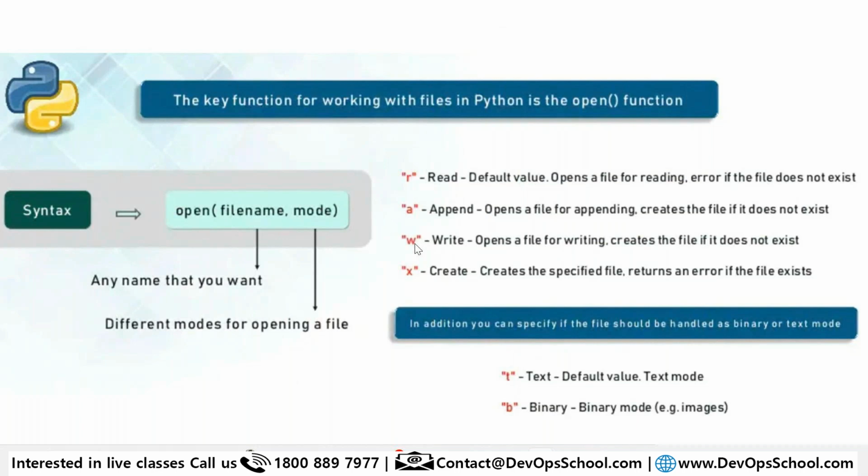So here you see open, the name of the file, including the relative path or absolute path, and mode. Mode can be read, append, write, and create. If you want to open a file for reading, you say R. If you're opening a file for appending, you say A. If you're opening a file for writing, you say W, and for creating, you say X.